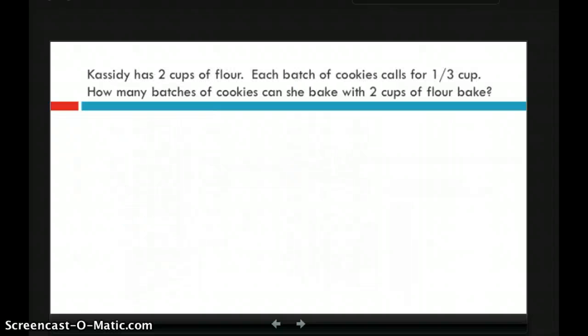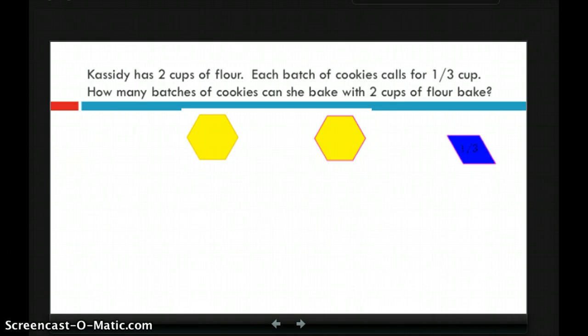Alright, next question. Cassidy has 2 cups of flour. Each batch of cookies calls for 1/3 cup. How many batches of cookies can she bake with 2 cups of flour? Let's look at the pattern blocks. We have 2 cups of flour. These represent the flour, but we only need 1/3 cup per batch. This is 1/3. Let's see how many 1/3s will fit into 2 wholes.